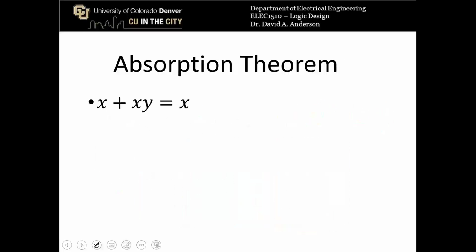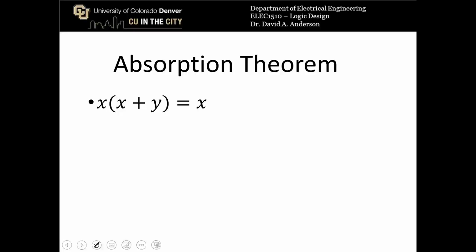The absorption theorem in the first case says that x plus xy is equal to x. Now I've already kind of proven that this is true in a previous example, but let me just quickly show again how this works. If I factor out an x from this expression, I'll get x times 1 plus y, and then 1 plus any variable is always just equal to 1. So that will be equal to x, which was what the original expression was equal to.